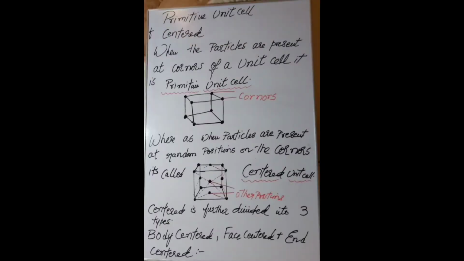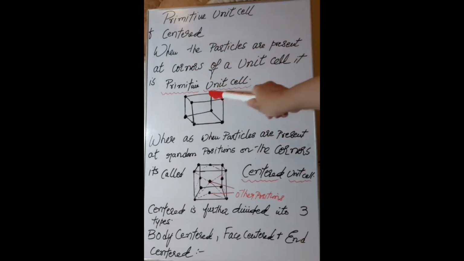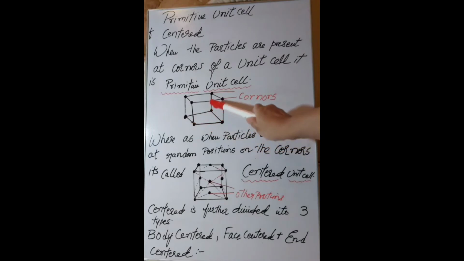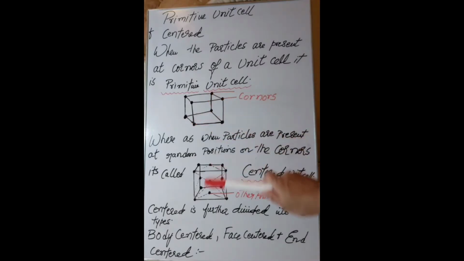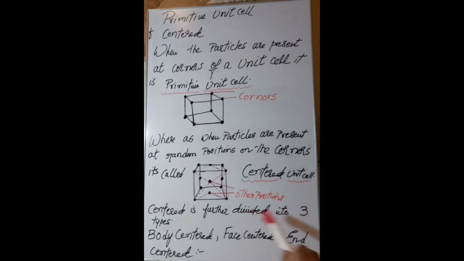So now, as I just mentioned, the unit cell is of two types, that is primitive unit cell and centered. So when the particles are present at corners of a unit cell, it is called primitive unit cell. Now here you can see the corners, they are present here. Whereas when the particles are present at other positions besides the corners, it is called centered unit cell. These are the other positions, right? So now the centered is further divided into three types, that is body centered, face centered and end centered.